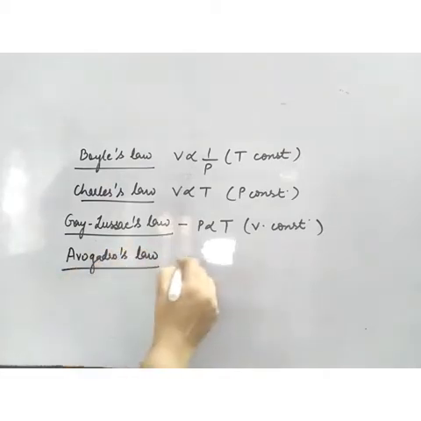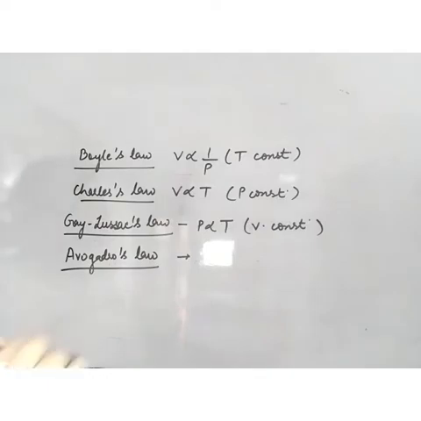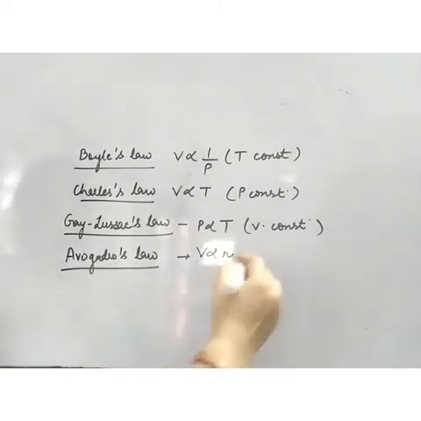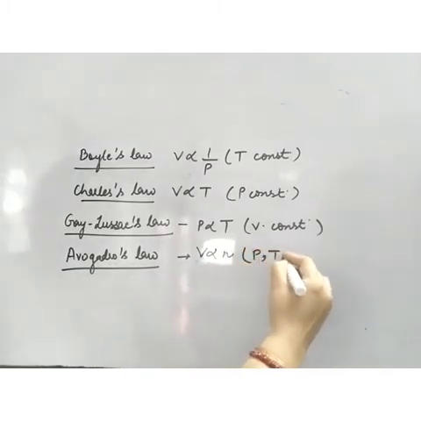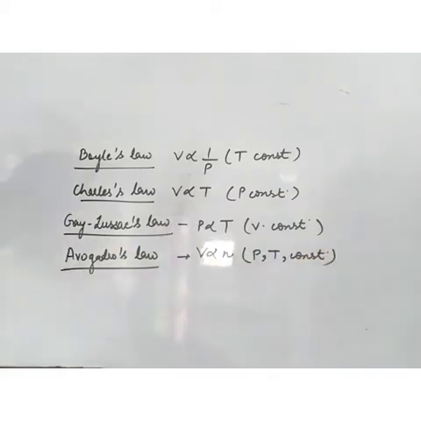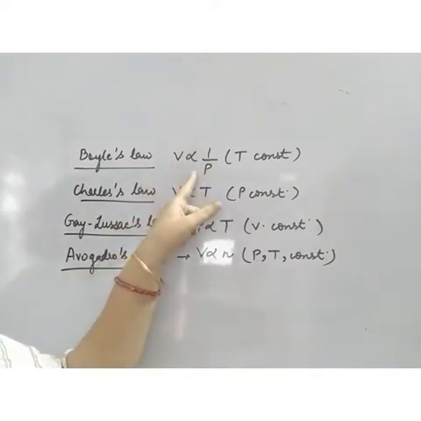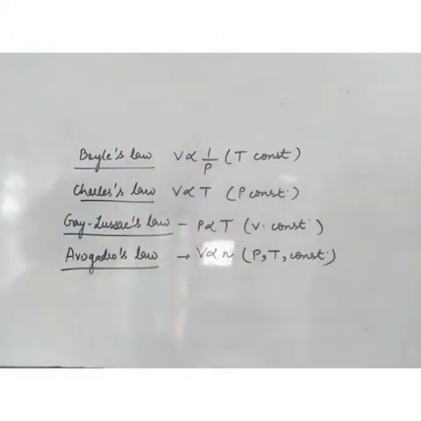Avogadro's law, which states that V is proportional to n. Condition, pressure and temperature constant. Okay, so these are the 4 gas laws, and these laws are only for a fixed mass of gas, a gas having a fixed quantity. Now there is a relation between 2 variables, and the third we have kept constant. So these are the gas laws. Now in this video we'll be solving some numerical problems based on the gas laws.